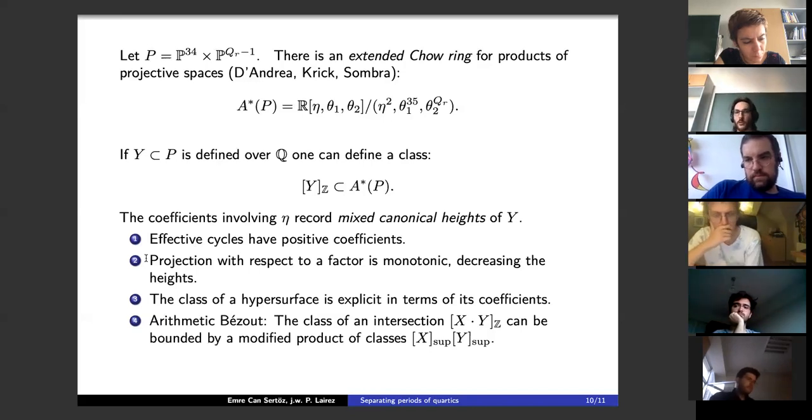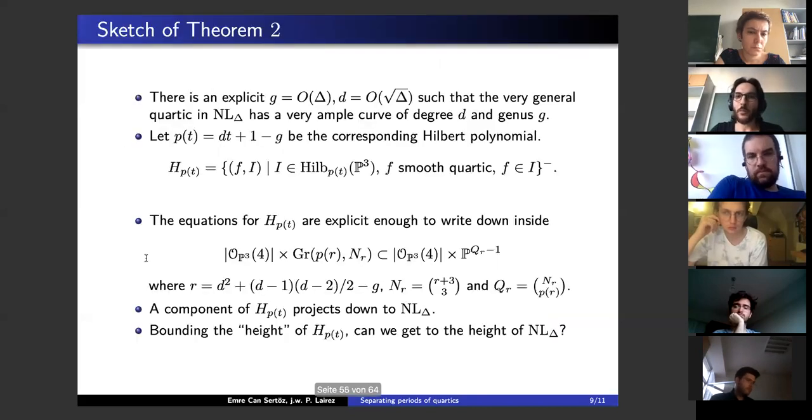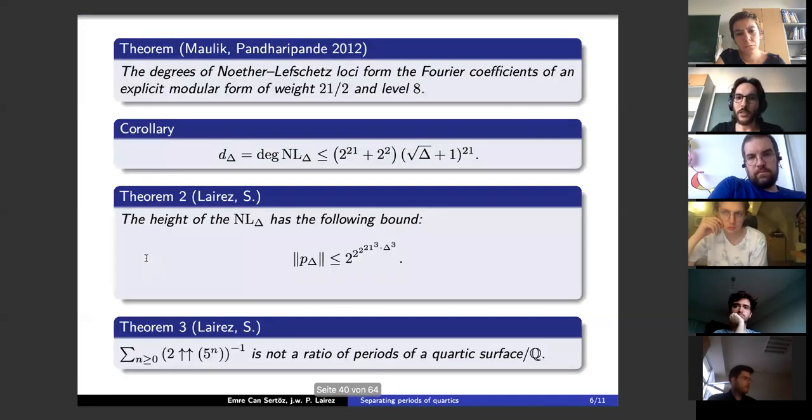Putting these together, this gives you theorem 2, which, by the way, it's the nature of arguments of this nature that you get these enormous bounds, these power towers. Okay, and I'll stop here and take your questions.